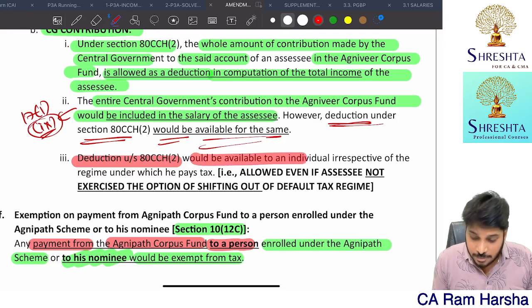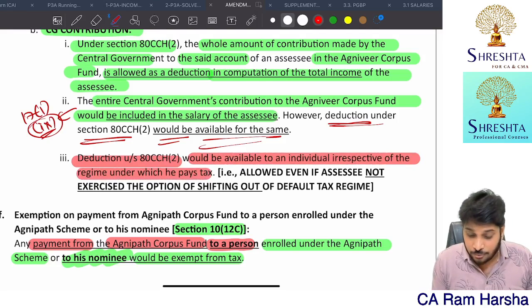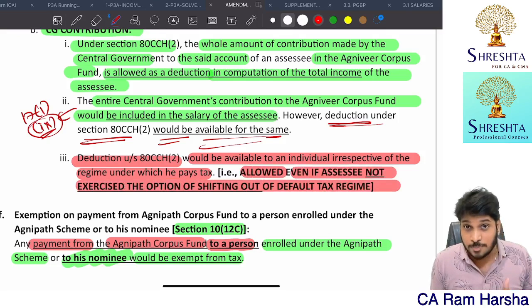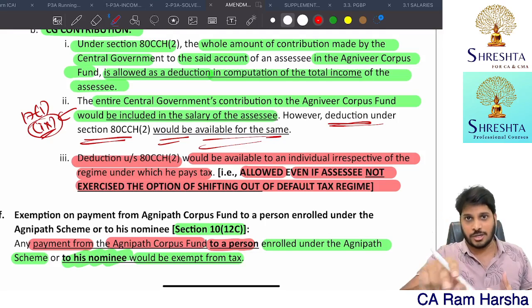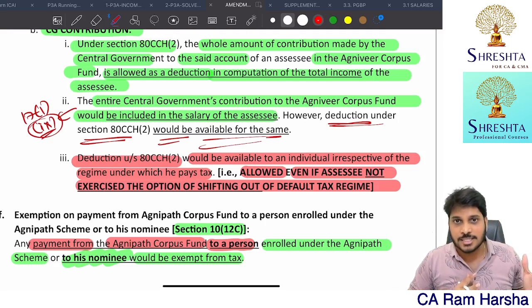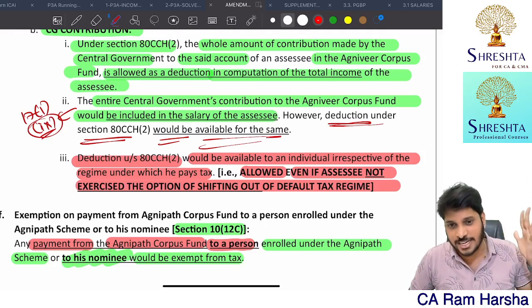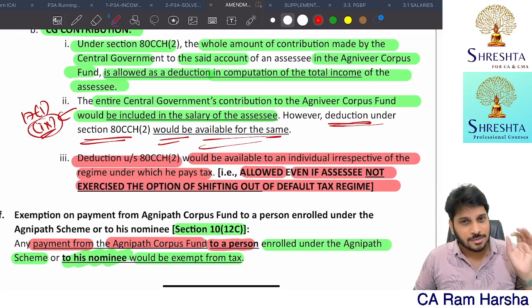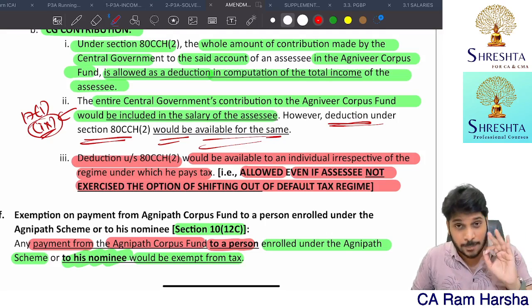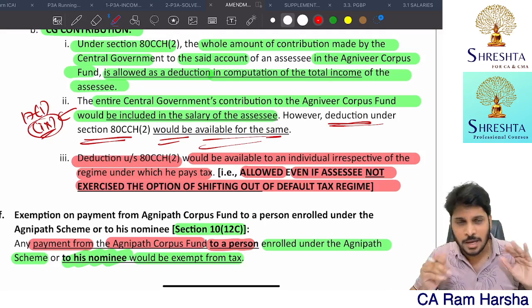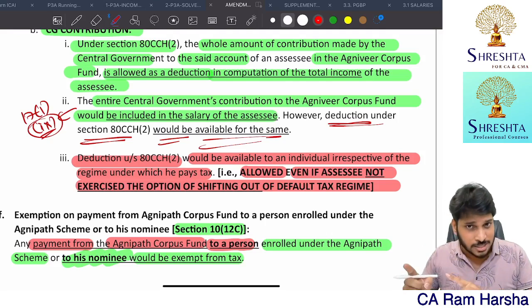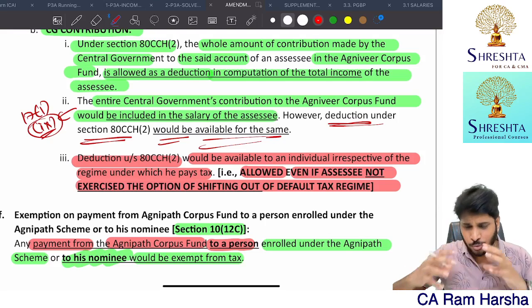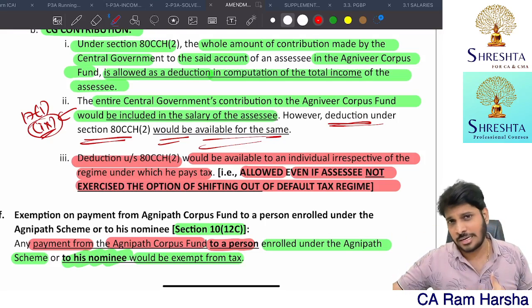80CCH2 deduction will be available to the SSC irrespective of regime, which means it is allowed even if the SSC has exercised the option of not shifting out. Even though you're not coming out of the default tax regime, you still get the 80CCH subsection 2 deduction. Over. This Chapter 6 deduction amendment is over. Are you clear? I hope you're watching the marathon also, Part 2. In the Part 2 marathon, this amendment is added. And of course, the Chapter 6 deduction amendment video is also separately there on YouTube.